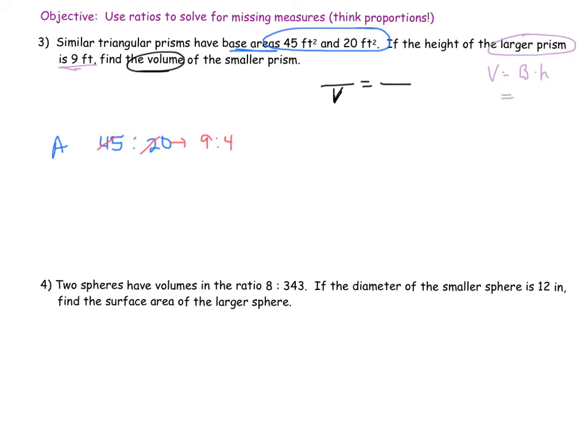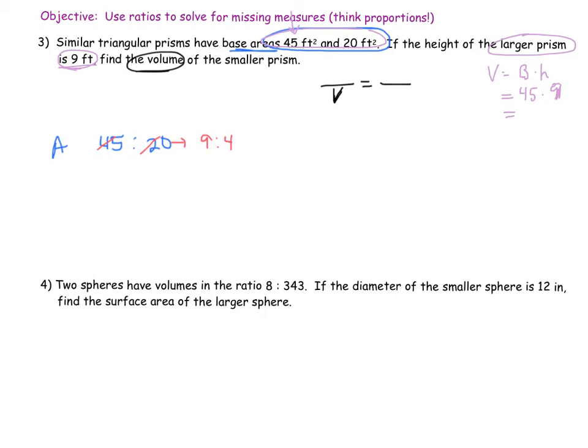And if you read between the lines, we're actually given the base areas, and that was what I initially circled as the given ratio. So the base area of the larger one is going to have to be this larger number right here, 45, times the height, which is 9 feet. A little bit abstract because I don't have a picture going on here. But the base area is 45, the height is 9.